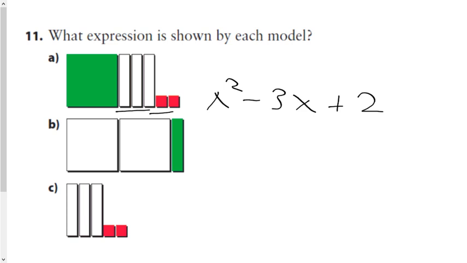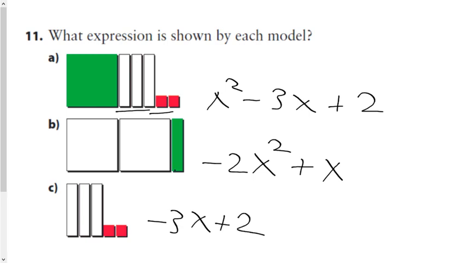In our second one, they're x squareds, but they're not shaded in, so it's negative 2 of them, negative 2x squared. That is just plus x, so that binomial is what's pictured there. And finally, the last one, we have negative 3x and plus 2, a binomial, degree 1, constant term of 2.